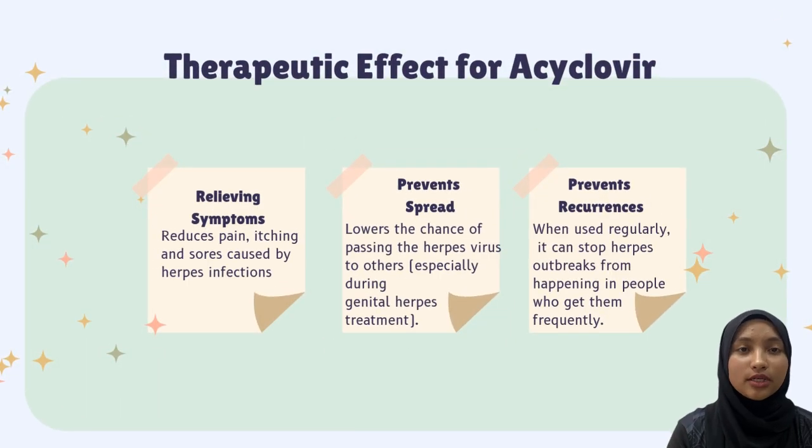Okay, let's talk about the therapeutic effects of acyclovir. First, it relieves symptoms. It reduces pain, itching, and soreness caused by herpes infections. Second, it prevents transmission. Acyclovir lowers the chance of passing the herpes virus to others, especially during genital herpes treatment. Lastly, it prevents recurrence. When used regularly, it can help stop herpes outbreaks from happening again, especially in people who get them often.